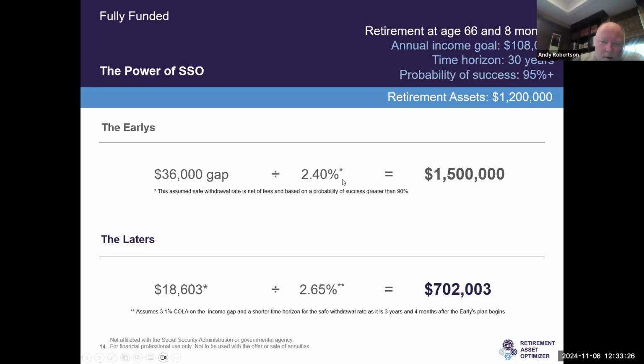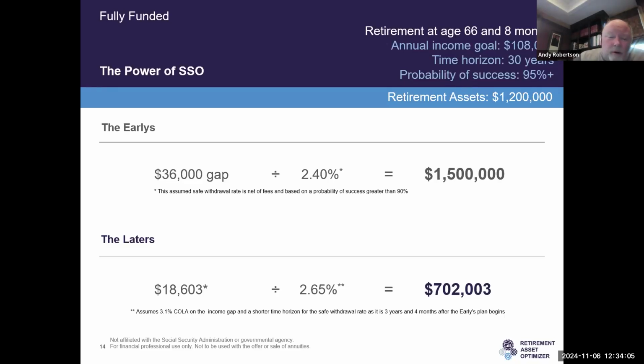So the initial safe withdrawal rate is for the full 30 years, and that net in your pocket safe withdrawal is 2.4%. So to determine if 1.2 million is enough, we simply say $36,000 is 2.4% of what number? $1.5 million. And this is how we arrive at whether or not this plan is going to be fully funded. Now, they don't have 1.5 million, they have 1.2 million. And no surprise, like 77% of Americans, even though they've done a great job saving, they still don't have enough capital to meet their objectives of 108,000 over 30 years with a 95% probability of success.